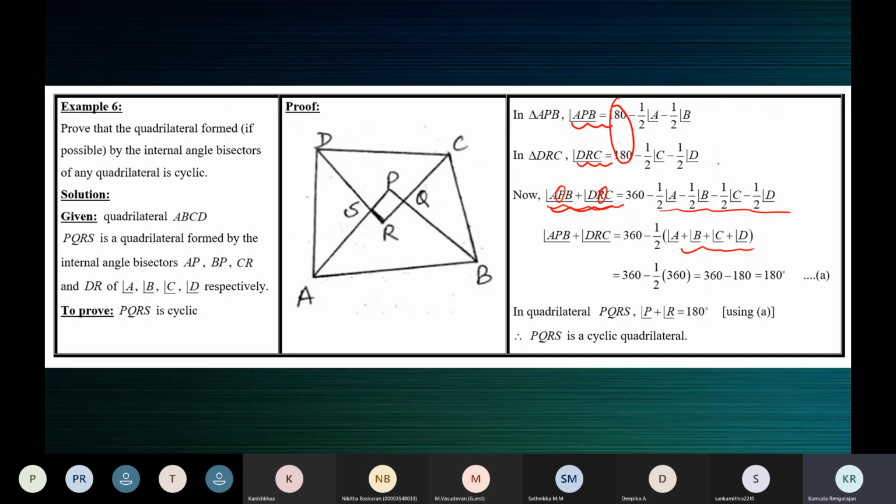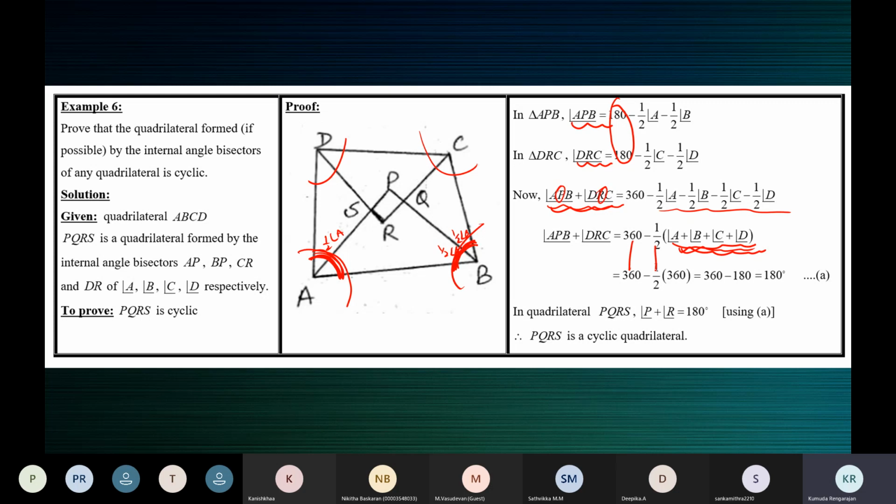Now angle A plus C. Angle A is the full angle, because when you said half of angle A, you meant this full angle A. When you said half of angle B, this is half of angle B and this is half of angle B, you meant this complete angle B. So here angle A plus angle B plus angle C plus angle D, we know the sum is 360.